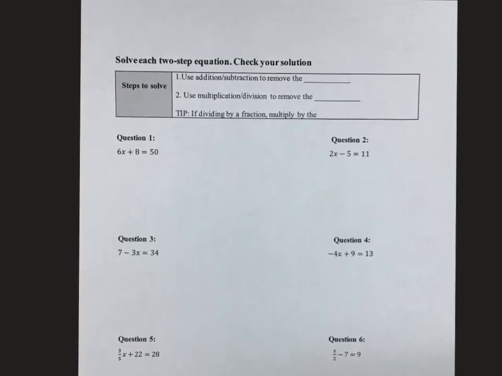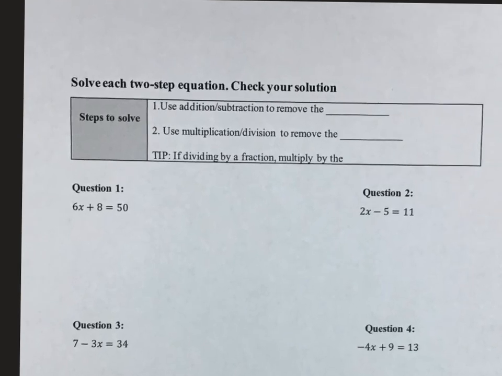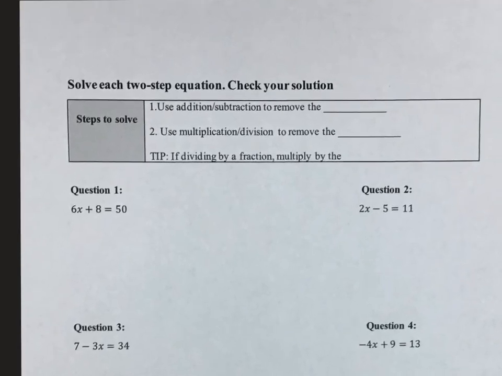If you look at the top of page 4, we've got a couple of little notes here to help us. We've got steps to solve two-step equations. The first step is we will use addition or subtraction to remove the constant. Write down constant there. You may want to refer back to page 2 of our notes. A constant is a number on its own or fixed value. So keep that in mind.